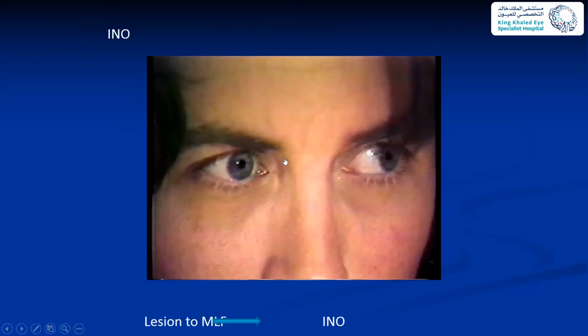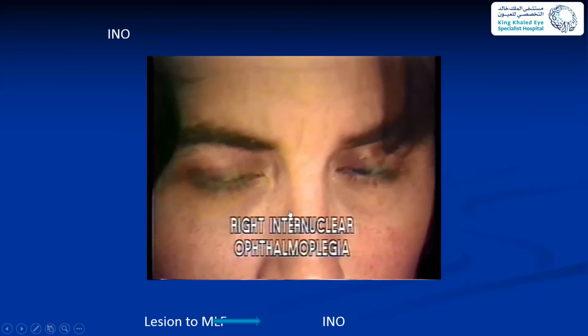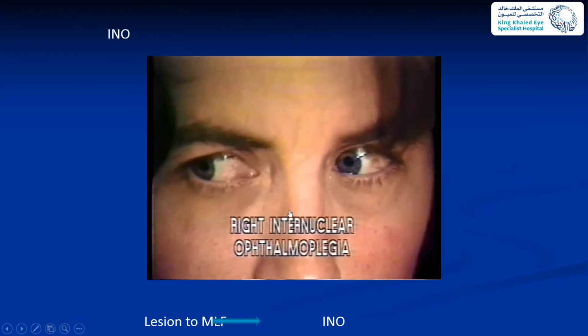Let us see this young patient with MS. Looking to the right is normal. Okay, let us look to the other side and see.